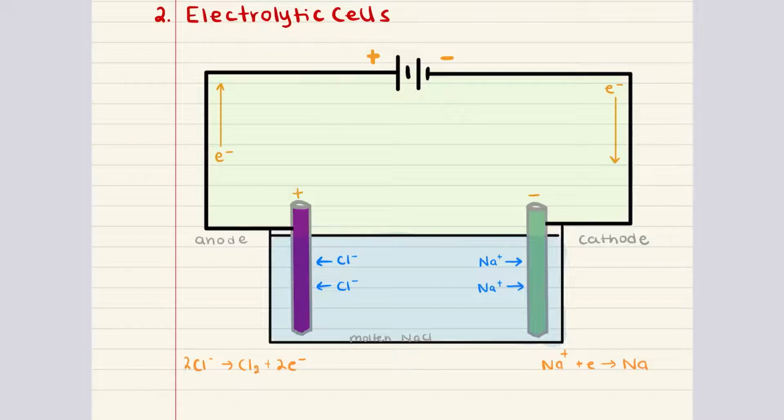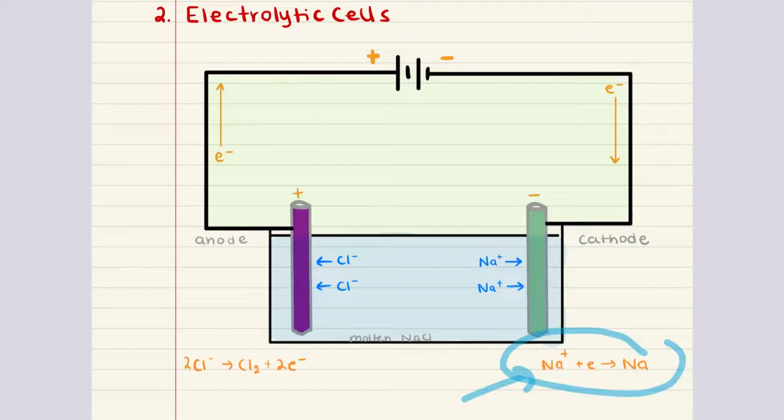electrolysis process. Now at the cathode, sodium ions are going to gain electrons to form sodium metal. The reduction reaction occurring at the cathode can be represented like so. This reaction takes place at the negative electrode where sodium ions are reduced by gaining electrons.